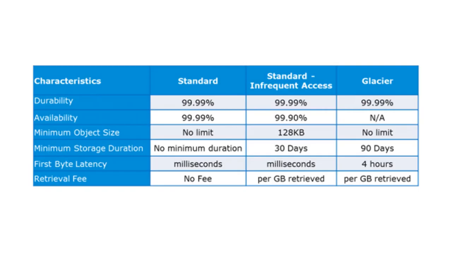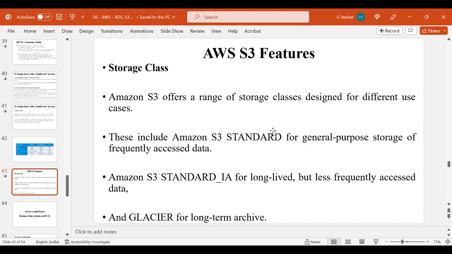So in total we have three classes: Standard, Infrequent, and Glacier. But again, for Glacier we also have Deep Glacier, so Glacier and Deep Glacier. So we have different options.